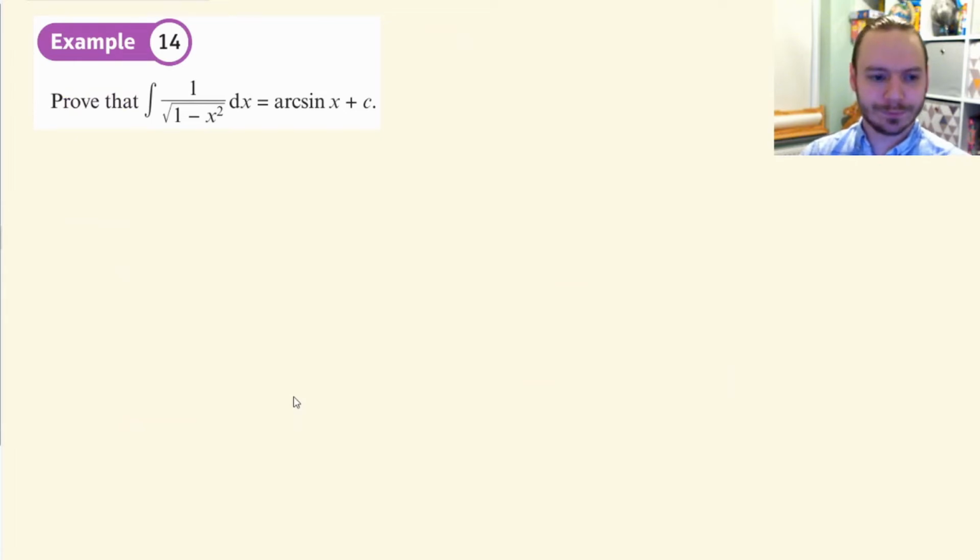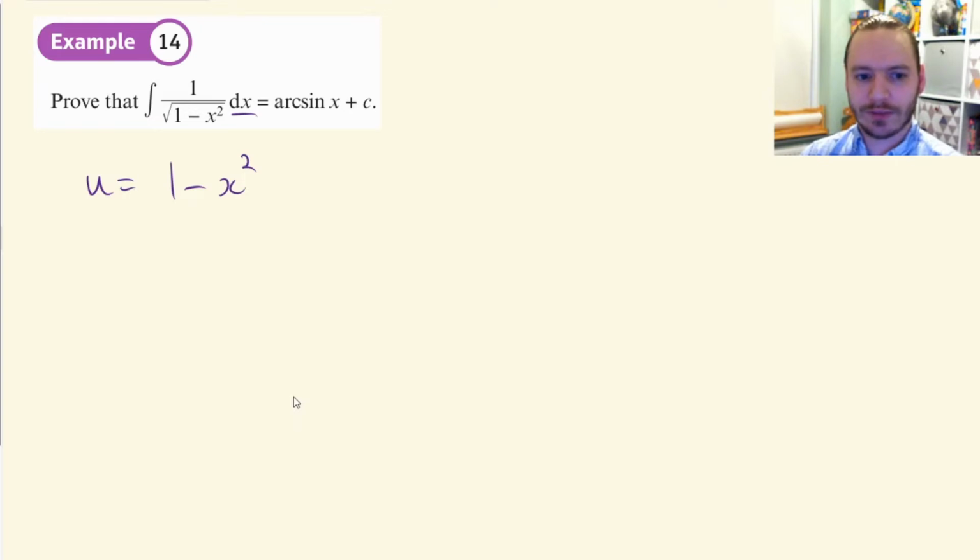Example 14, this one's a lot more interesting. On the surface, it looks like maybe we should try something like u equals 1 minus x squared. And there's a few other potential options we could have a go at, but I'm just going to start with this and show you why there's a problem with using this as our substitution.